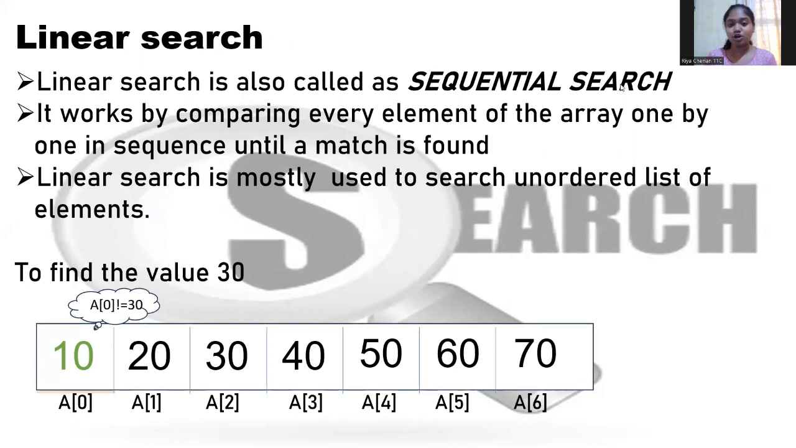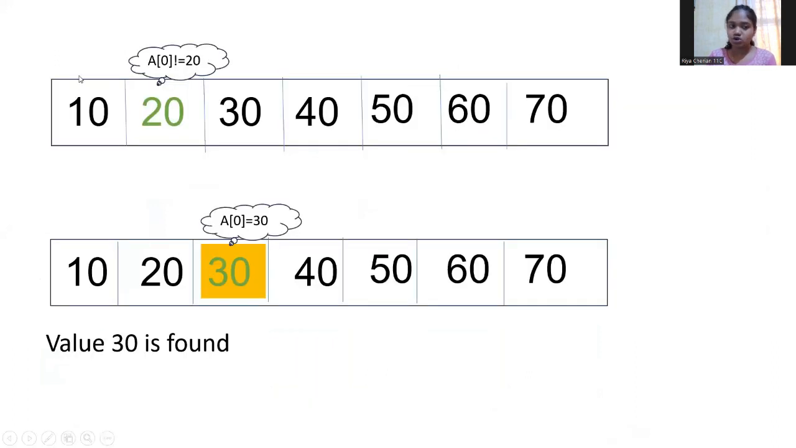Linear search is also called sequential search. It works by comparing every element of the array one by one in sequence until a match is found. Linear search is mostly used to search an unordered list of elements. For example, to find the value 30, your first element is compared. It's not equal to 30, so it moves on to the second element. It's not equal to 30 either. Then it goes to the third element, where the value 30 is found.